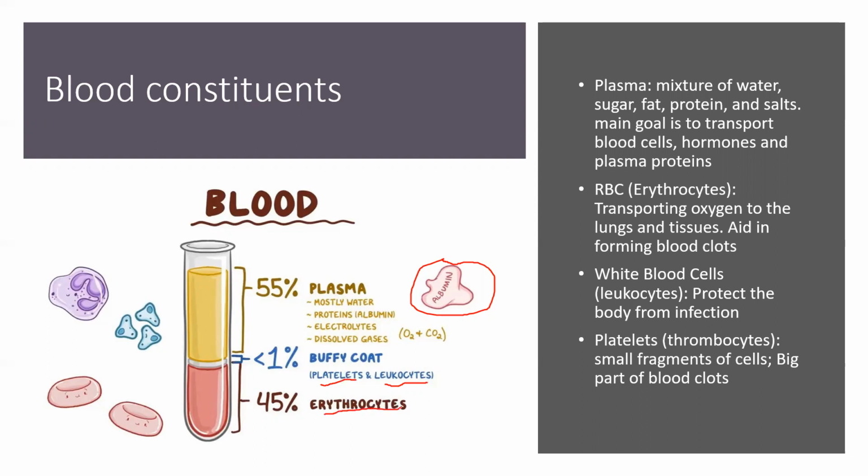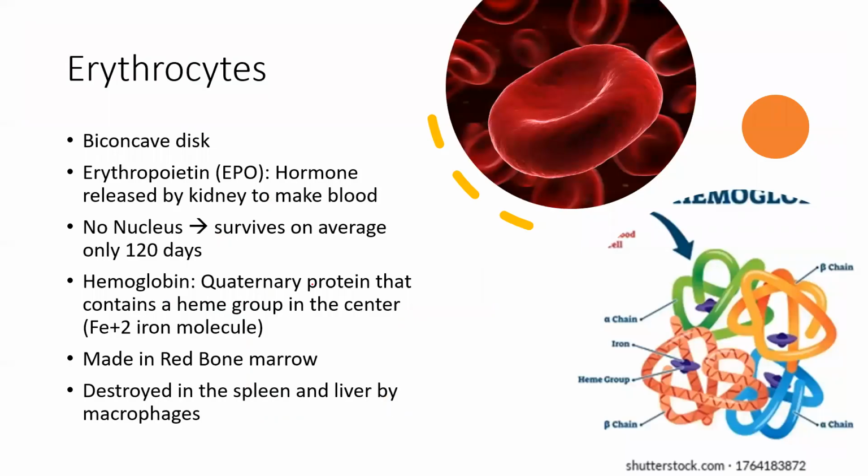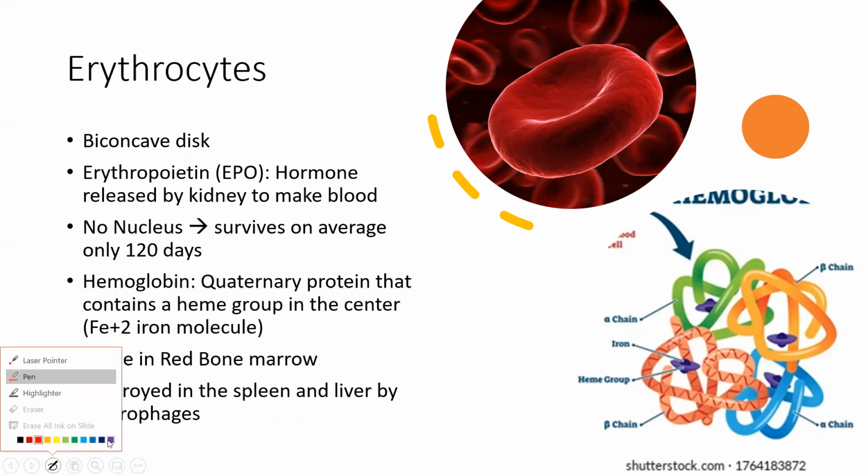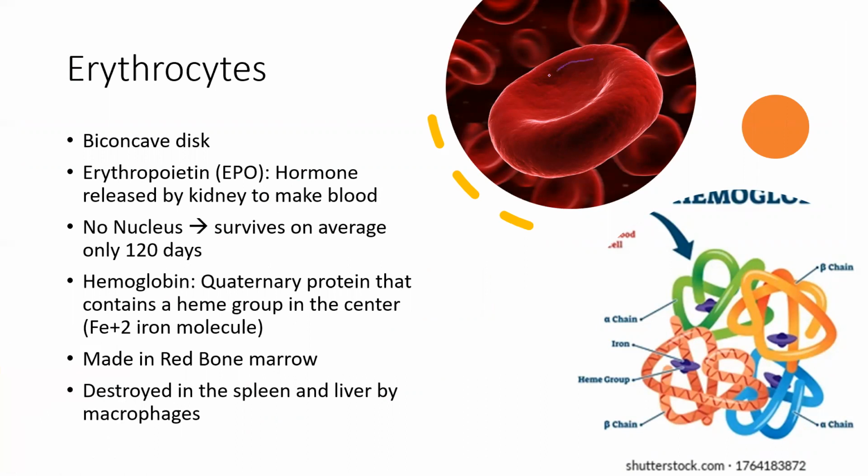Red blood cells' main goal is to transport oxygen to tissues and to the lungs. They also aid in forming blood clots, because the platelets kind of force them to. So let's talk about erythrocytes, because this is the biggest part of blood. They are biconcave, and what that basically means, let's use purple, is that they have a dent on both sides.